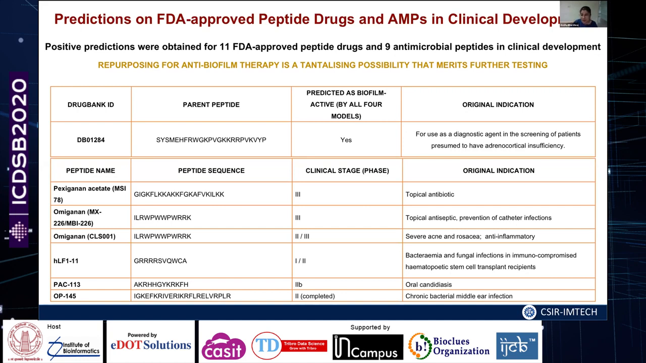We have recommended it. And if you look at the original indication of these peptides, most of them, we know these indications are because of biofilms. So the point is you don't have any antibiofilm peptide in clinic, but all the antimicrobial peptides in clinic actually have a biofilm phenotype. So this also gives us confidence that what we predicted or observed has some meaningful outcomes.